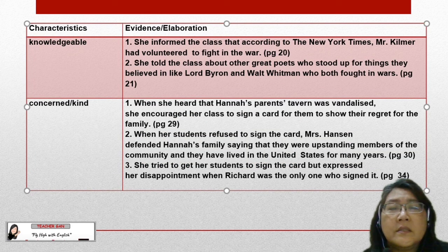Mrs. Hansen is also knowledgeable. Evidence: she informed the class that according to the New York Times, Mr. Kilmer had volunteered to fight in the war. She also told the class about other great poets who stood up for things they believed in, like Lord Byron and Walt Whitman, who both fought in wars.